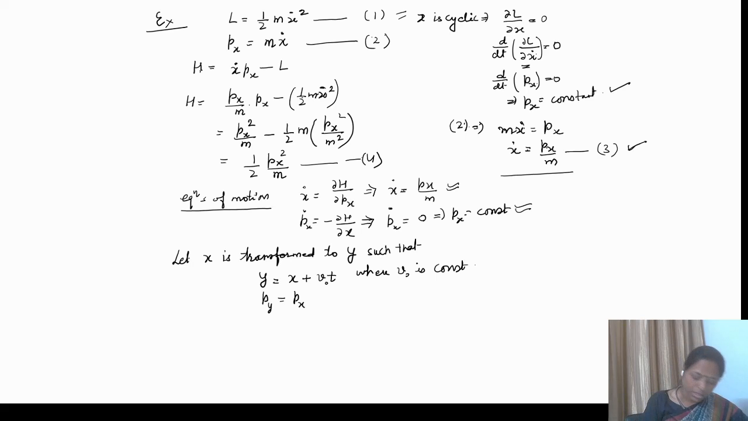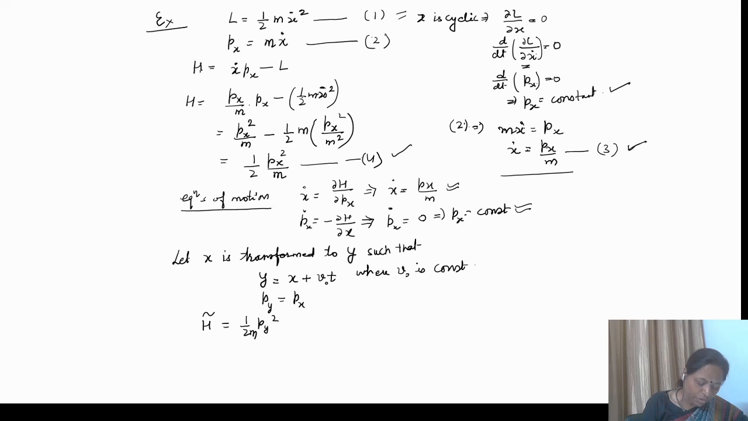Right? Now define H tilde. If I define it just by substitution, then my H will be, if I replace px by py here, I get half py square upon m. Okay.